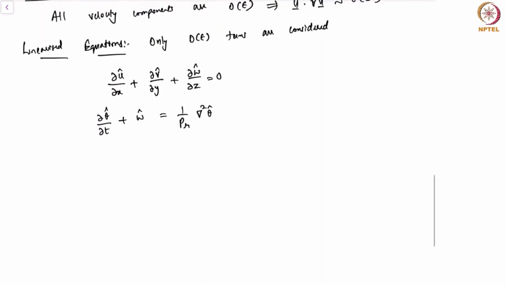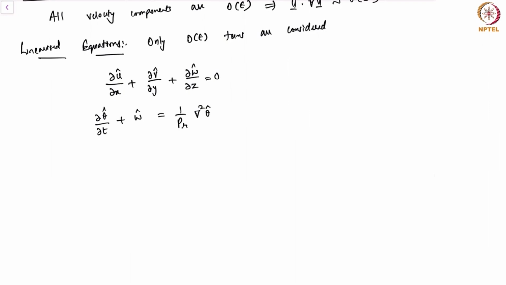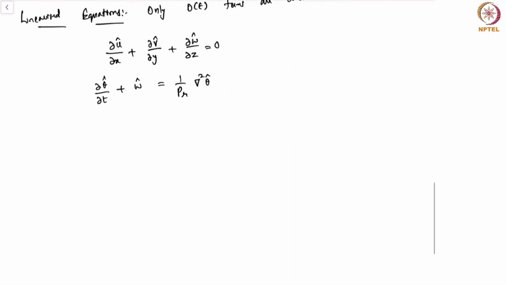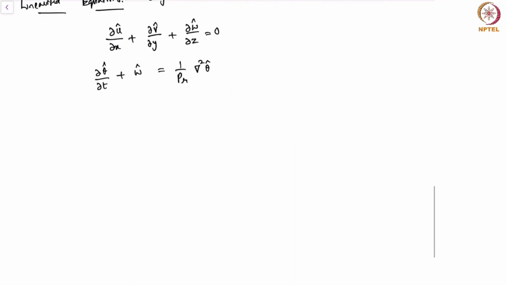In the momentum equation that we have here, all terms involving u dot grad u are 0, and therefore they're small basically. So then we have the x momentum equation. This is the only linear term on the left hand side. On the right hand side we have del p hat by del x plus del square u.